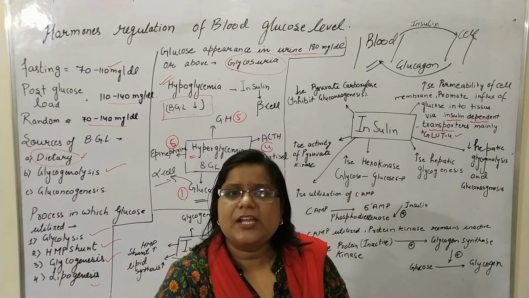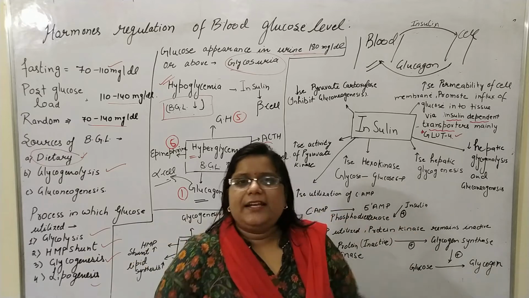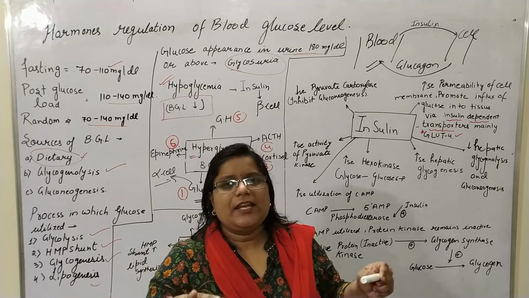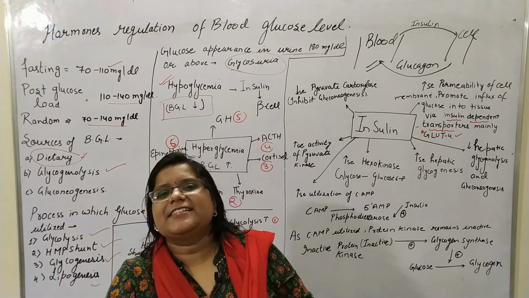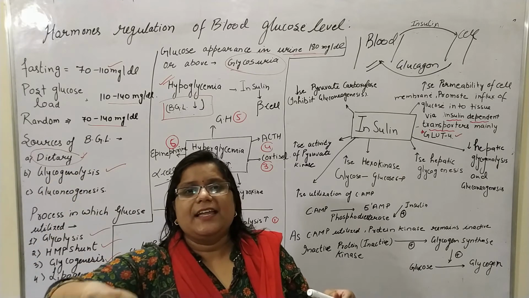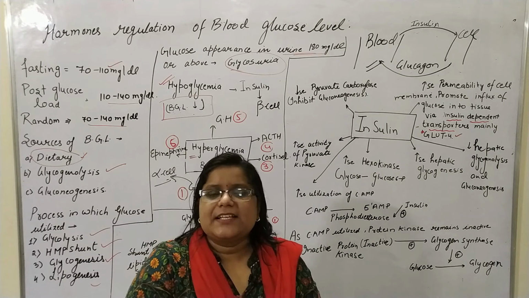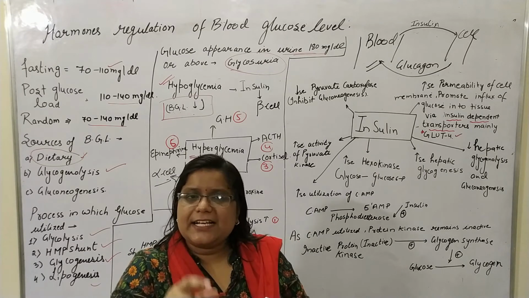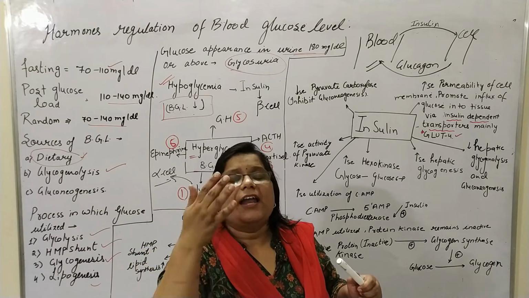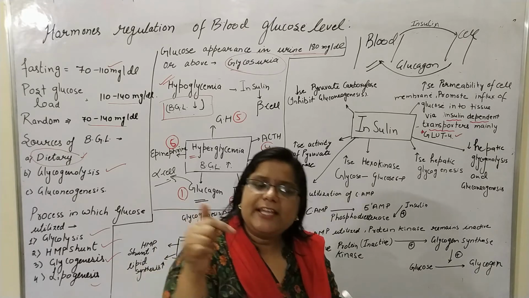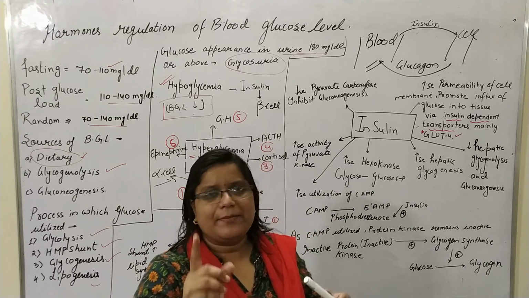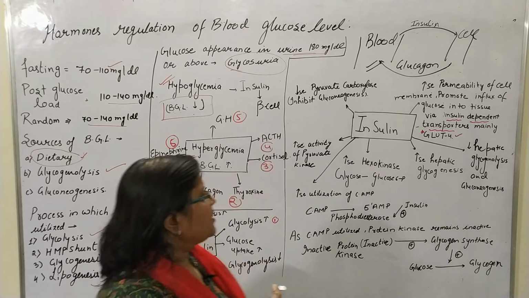So these are the two main anti-hormones. Insulin increases the glucose level in the cell and lowers the glucose level in the blood, whereas the glucose level in the blood is increased by the glucagon, which decreases the glucose level in the cell. I think you are getting my point. If you have any doubt, kindly ask me in the comment section.